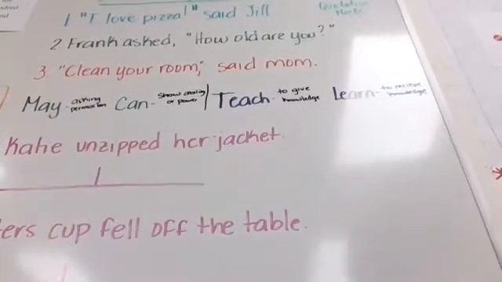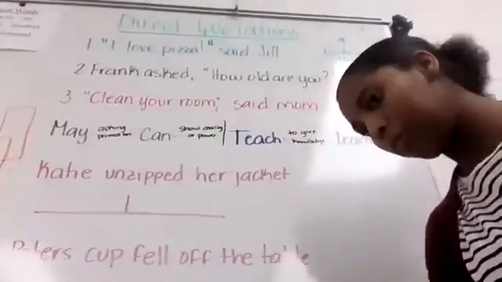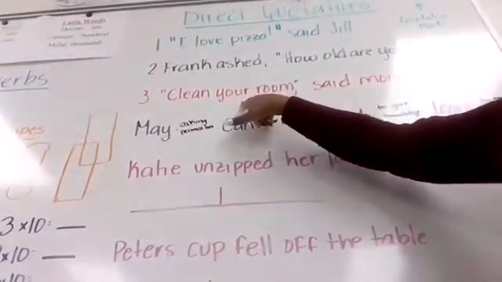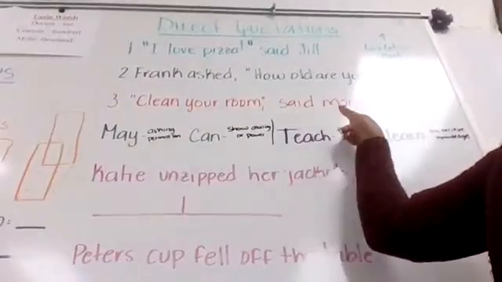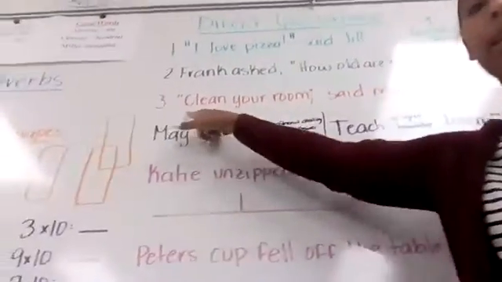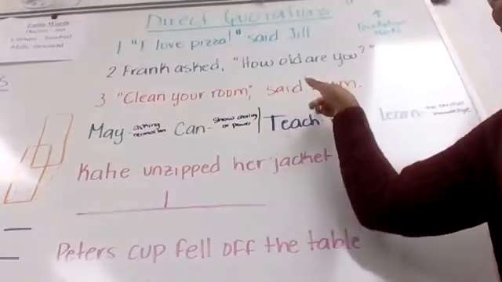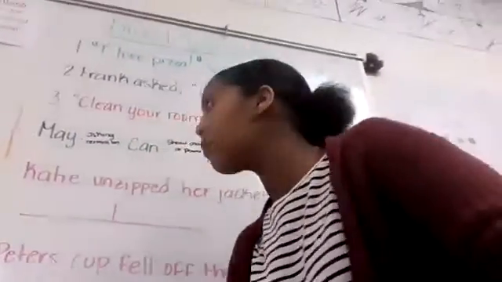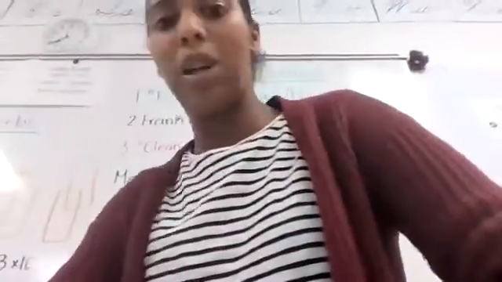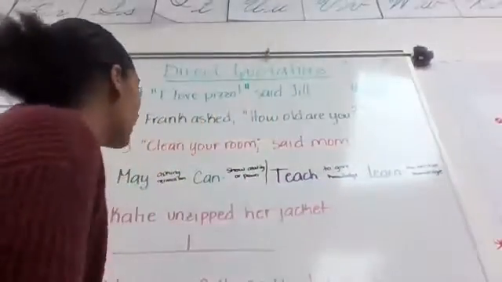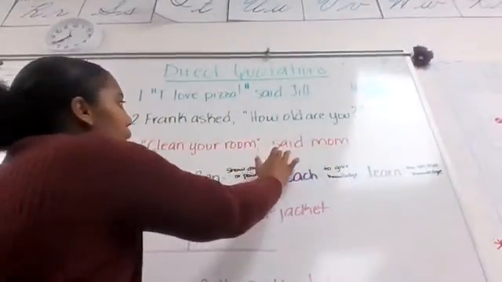Okay, so let's look at number 3. So now number 3 is similar to number 1. The quotation is first, and then it tells us who's speaking after. So it says, "Clean your room," said Mom. Wait, did I remember it? It doesn't sound right. Why? "Clean your room," said Mom.